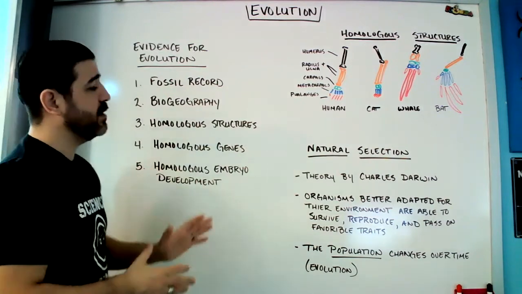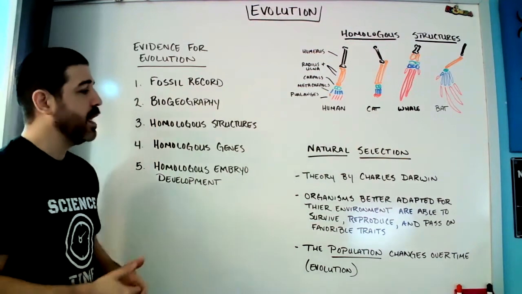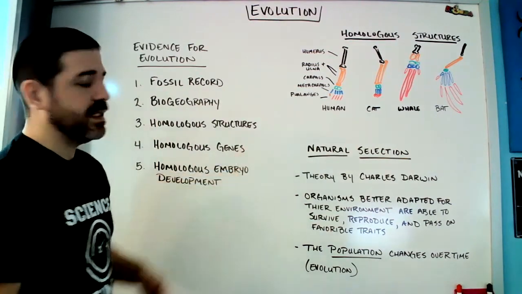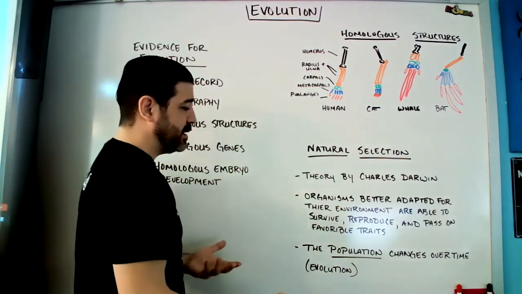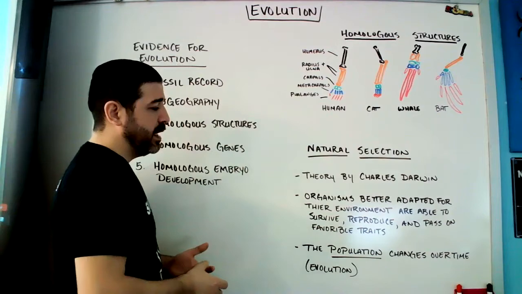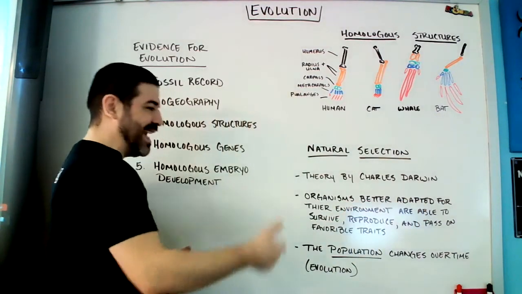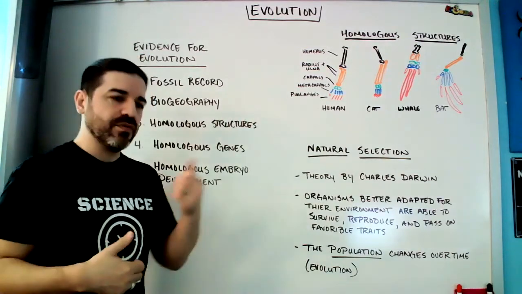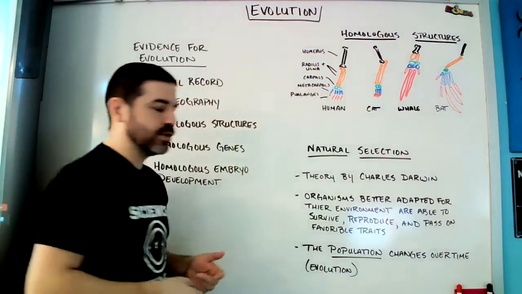That moves us into the idea of, how does this actually work, right? How does the process of evolution actually work? And that's where Charles Darwin presented his theory of natural selection. So natural selection basically states, here's my definition for you, that organisms that are better adapted, pay attention to that word there, better adapted for their environment are able to survive, reproduce, and pass on favorable traits.